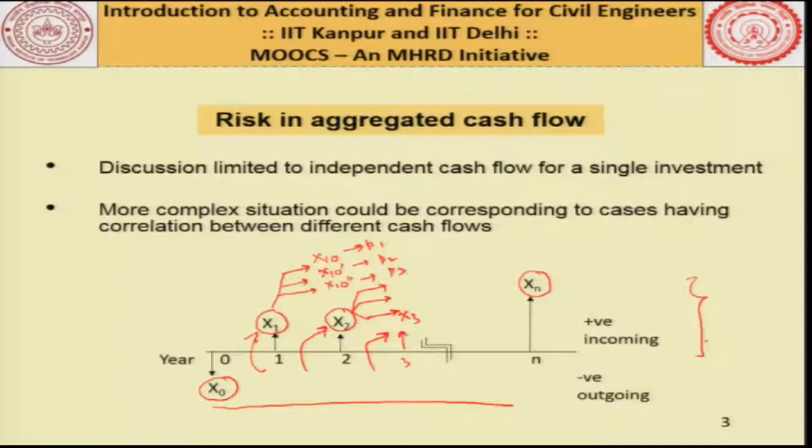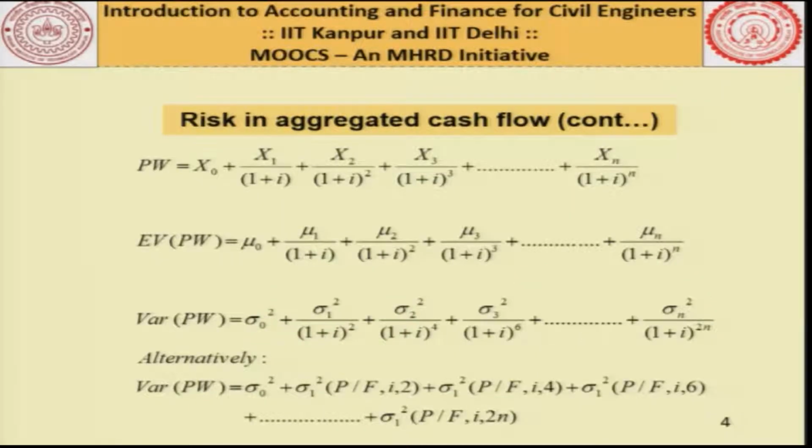In higher classes, you will be doing the analysis in which you will assume that cash flow in 1 year is dependent on the cash flow in the next year and so on. But that is beyond the scope of this particular lecture. We are concentrating right now on the independent cash flow, that too for a single investment. So, for this example, let us assume we are investing x0 at time t is equal to 0 and it is giving me a return of x1, x2, x3 and xn at different time periods 1, 2, 3 and n respectively.